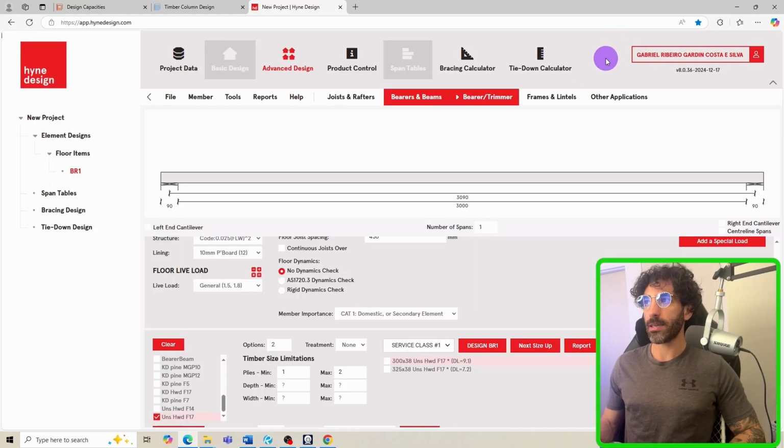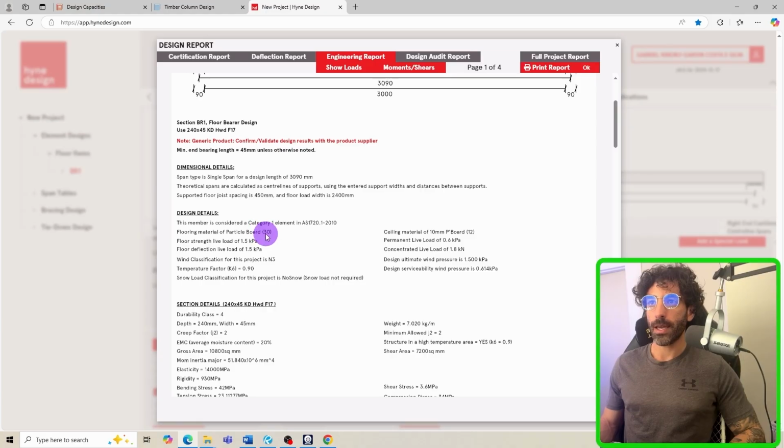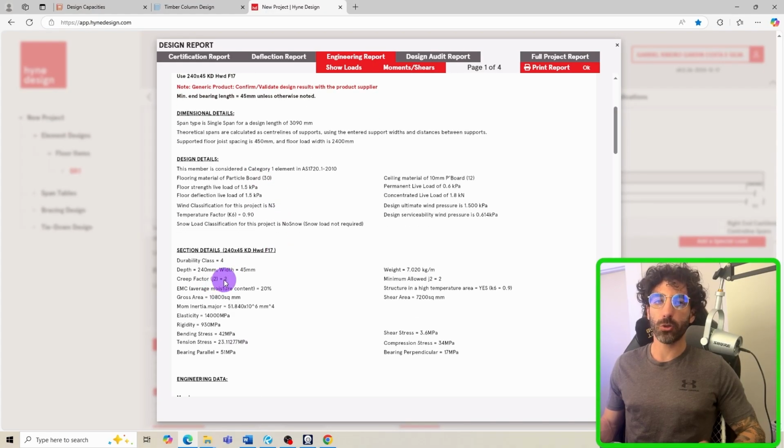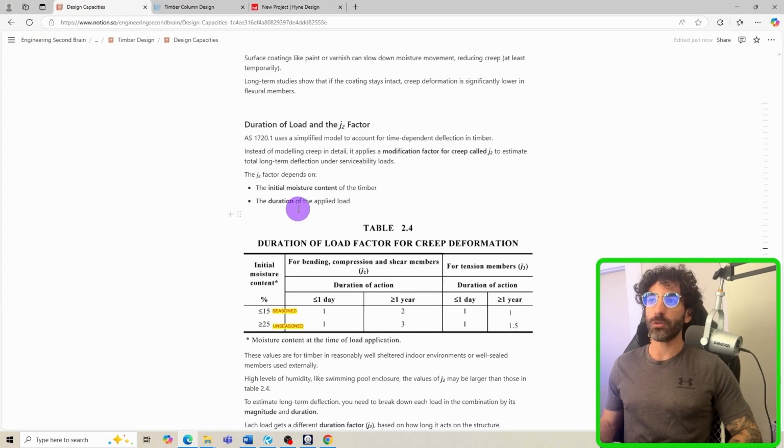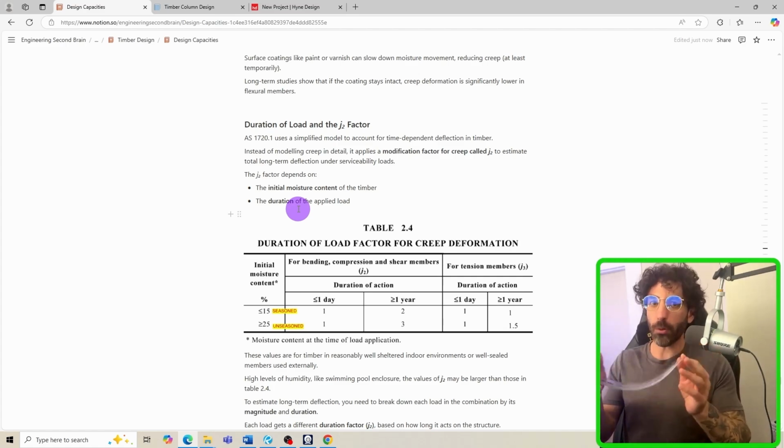Now if we go back and change that to kiln dried hardwood F17, click design, go to report, and now the J2 factor equals 2. And this creep factor is multiplied to the deflection. So this number, J2 factor, means that when you calculate the deflection of a beam, if you find J2 equals 2, that means you double that deflection. If you find J2 equals 3, that means you triple that deflection.